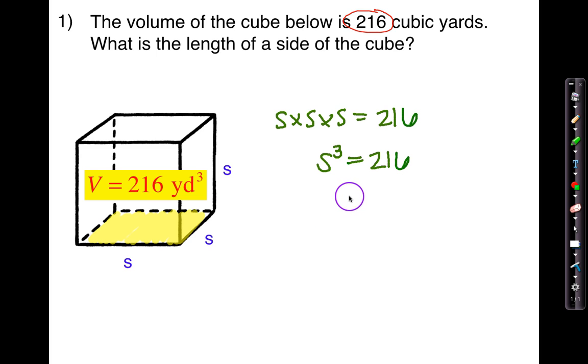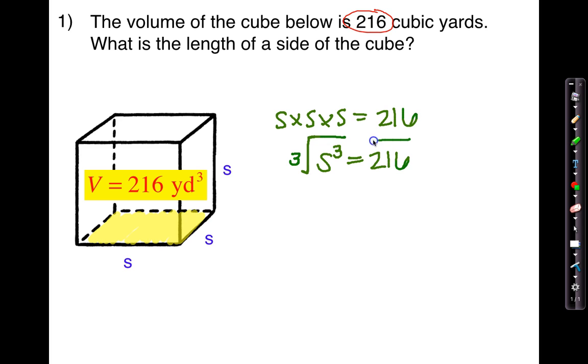In the same way, the square root is the inverse operation of something squared. The inverse of something cubed is the cube root. Now it looks almost identical to a square root symbol, except there is an extra number right here. We're going to put a 3 to indicate that it's a cube root.